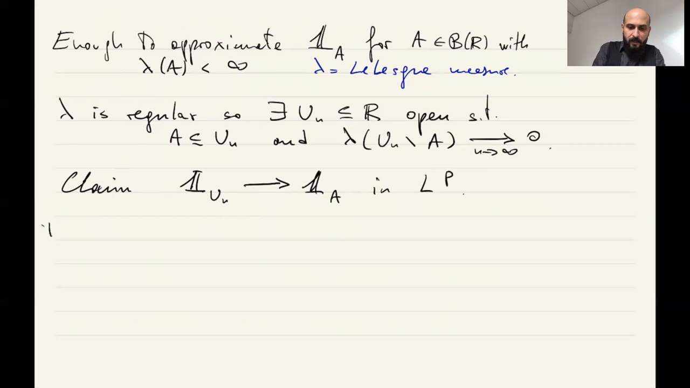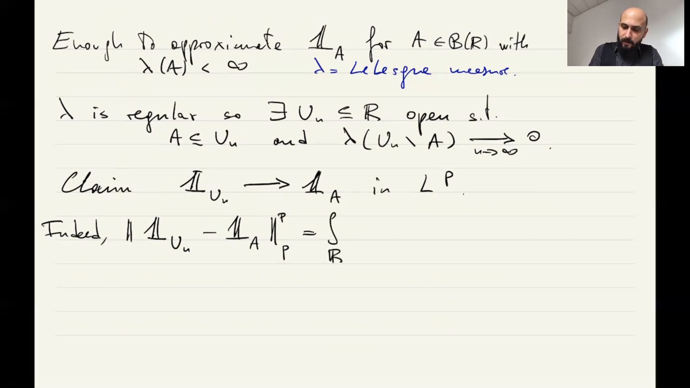Let's do it. Let's check. So we just have to compute a norm between the two elements. Now this is the P norm. Let's bound the P-th power of the norm. By definition, this is the integral of the characteristic function of A, minus the characteristic function of UN, in dx.